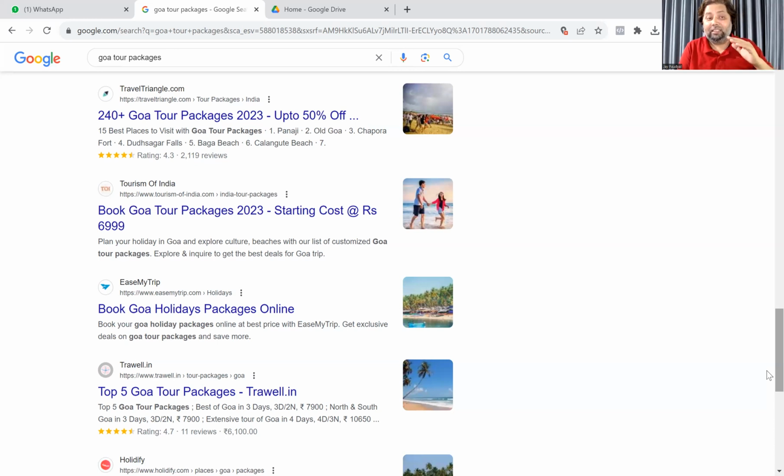Yes, traveltriangle.com is also providing Goa travel packages. Travel.in is also selling Goa packages. But as a user, I see relevancy in the domain which has the Goa keyword, Kerala keyword, Bangkok keyword, or Paris keyword in the domain name, in the case of travel. In the case of other things, the keyword is different in every scenario.